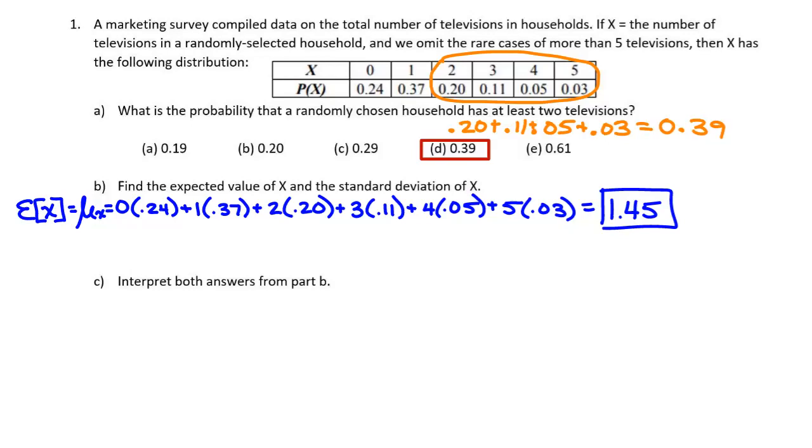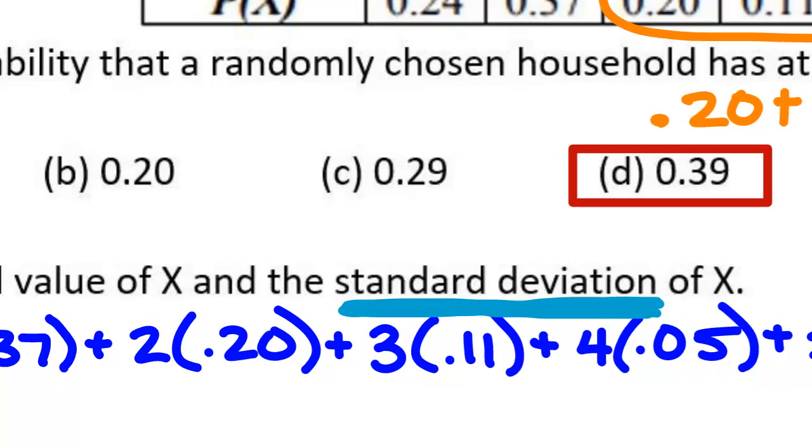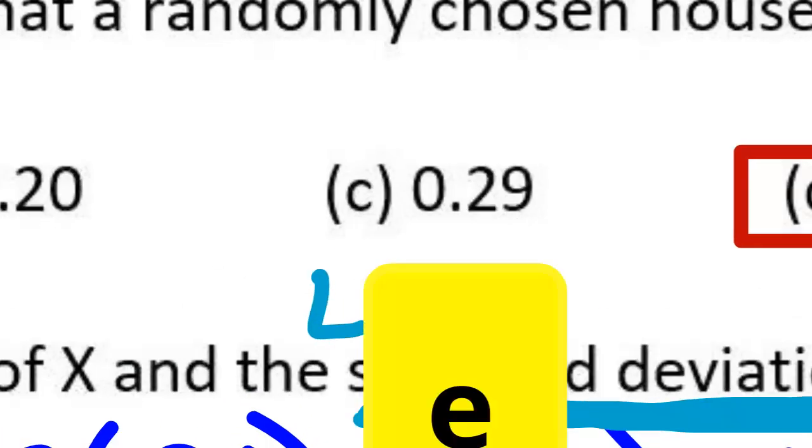For part B, finding the standard deviation, there is a way to do it by hand. We didn't do it by hand in class. I'm not going to ask you to do it by hand on the test. This is where I would put things into lists. So list 1, list 2.